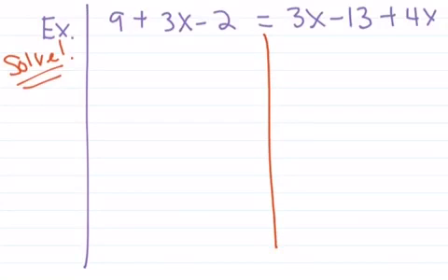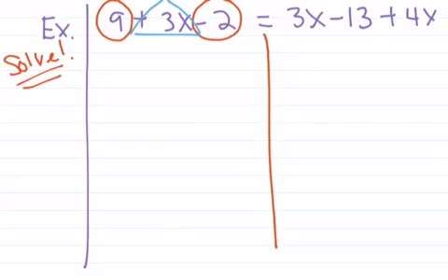I'm going to draw my line. I'm going to look at everything to the left. Looking at this equation here, I have positive 9, and this 2 is like a negative 2. I'm going to circle those because those are like terms. They're both constants. And then I have my variable here, which I cannot combine with anything.